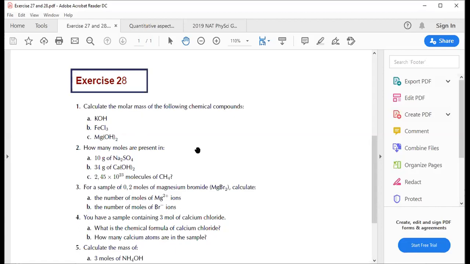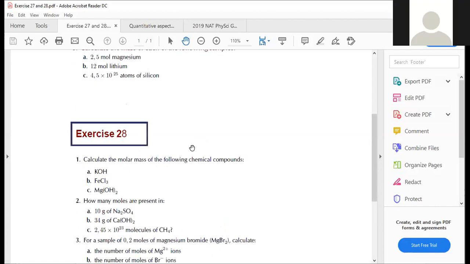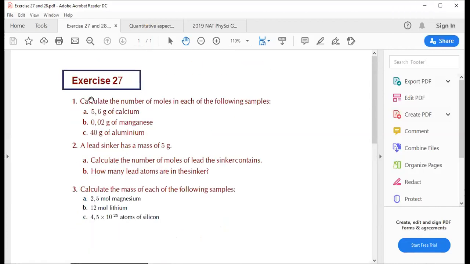Right. Okay, any questions? As soon as I leave this meeting, I'm going to send this activity on Google Classroom. Then you can work from there. Clear?